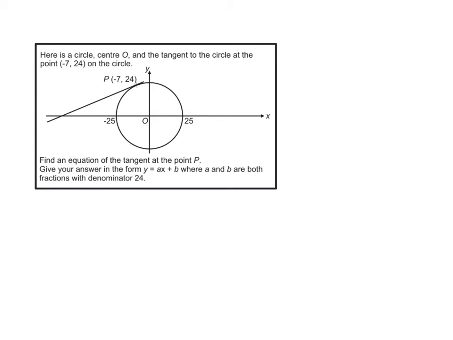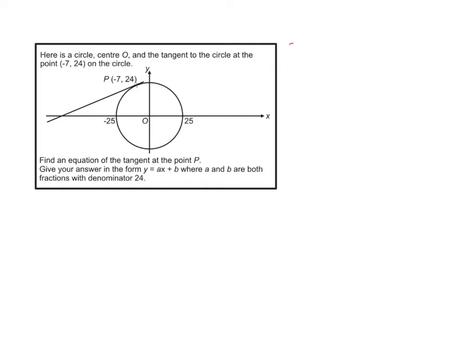Here is a circle centre O and the tangent to the circle at the point P (-7, 24) on the circle. Find an equation of the tangent at the point P. Give your answer in the form y equals ax plus b, where a and b are both fractions with denominator 24. I'm going to split this into three parts.